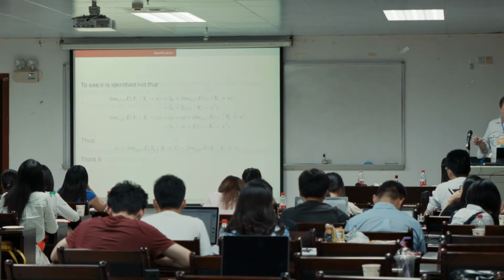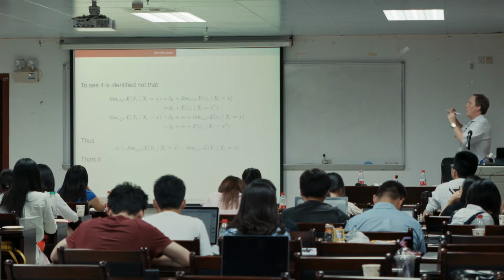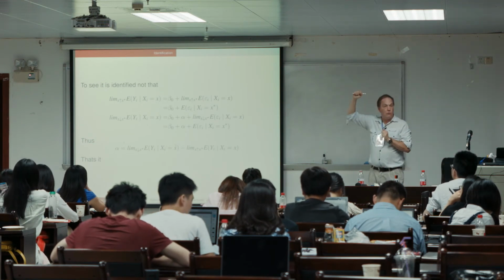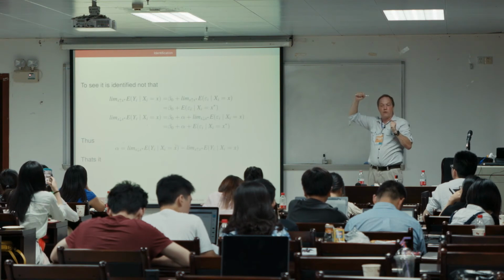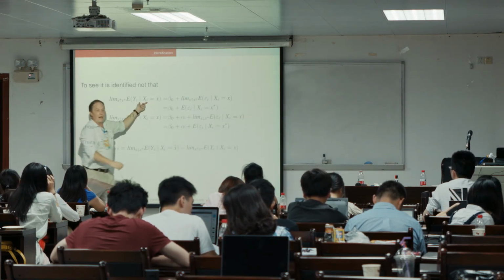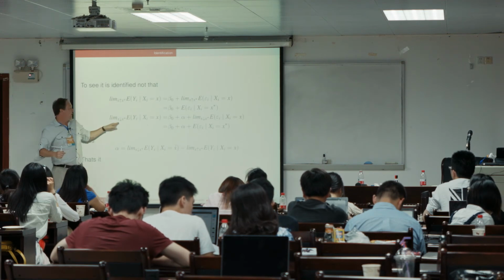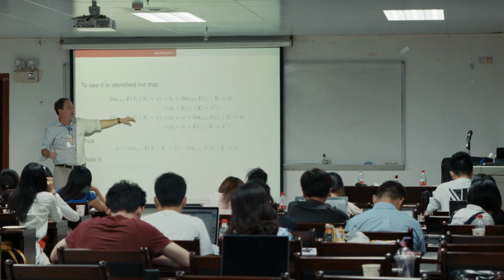So to see how this works, remember that when x is below x star, you don't get the treatment. When x is above x star, you do get the treatment. So let me think about the expected value of y conditional on x. I'm going to take that limit from below, and then I'm also going to take that limit from above. Okay, what do I get?